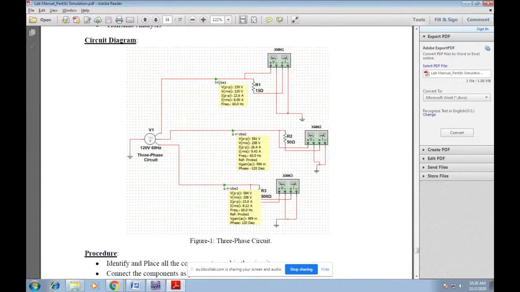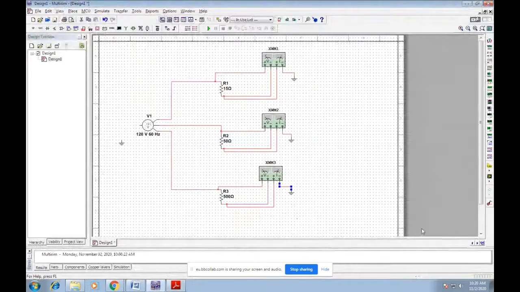So we also have to place three probes: probe 1, probe 2, probe 3. How to use this? You have to use the probe from the instruments menu. You can see here, it is the measurements probe.